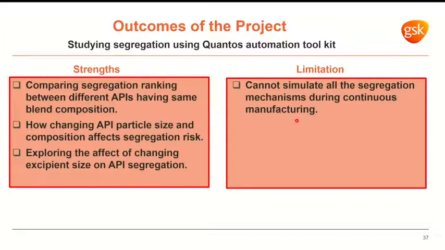study is very useful for relative comparisons between different APIs, or we can study how changing blend composition or excipient size composition is going to affect segregation, but we cannot take a compound, find its RSD, and predict the segregation that is going to occur in continuous manufacturing. However, we can say that between, say, compound A and compound B, compound A is going to segregate more and compound B is going to segregate less.